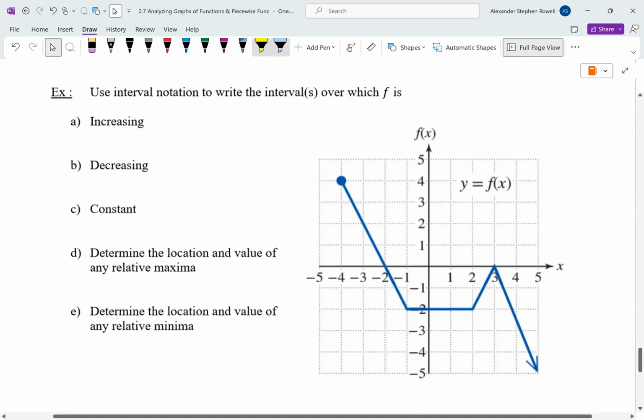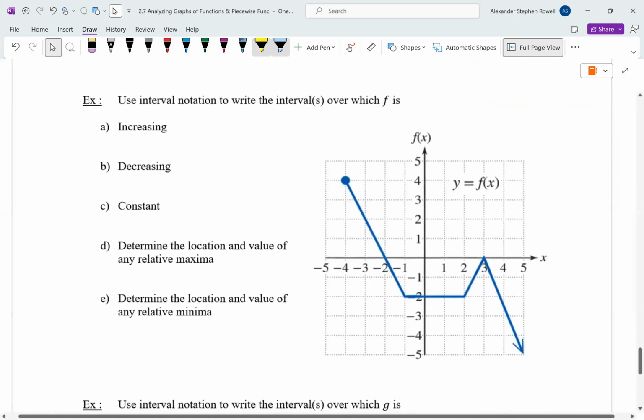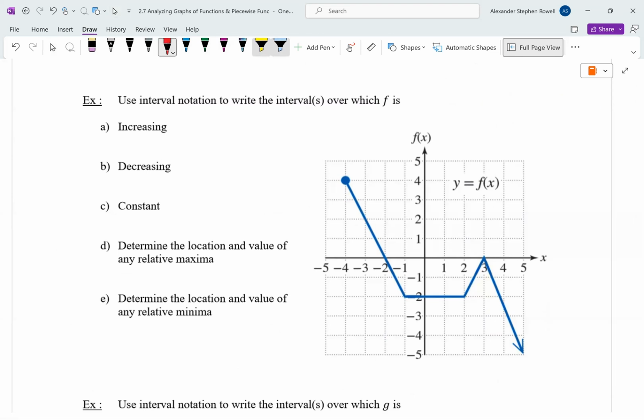So I want to at least do this example. When it says where is it increasing, it's talking about the x values, that interval. So my function is increasing only here. It's going up here, right? So what are those x values? 2 to 3, we do not include them, because at that point, it's not increasing or decreasing, it's unknown. So it's always parentheses.